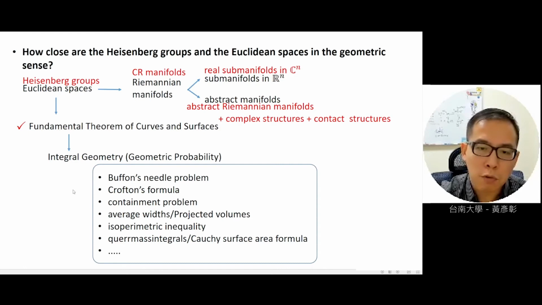After that, I also proved the Crofton formula in the Heisenberg groups and the containment problem, also the projected volumes, and recently I proved that the Cauchy surface area formula holds in the Heisenberg groups, Hn.